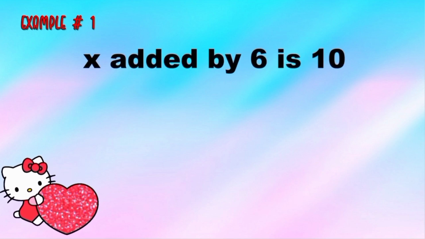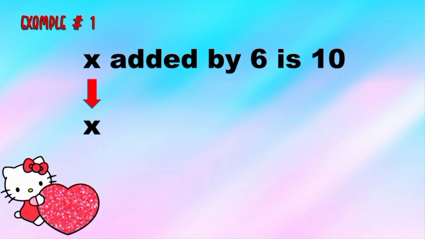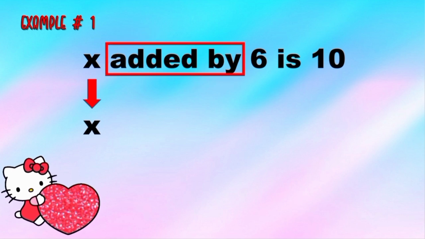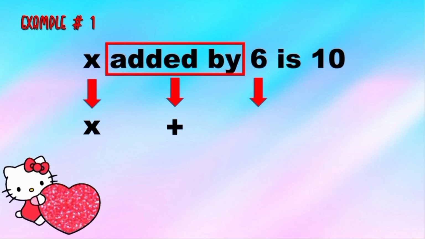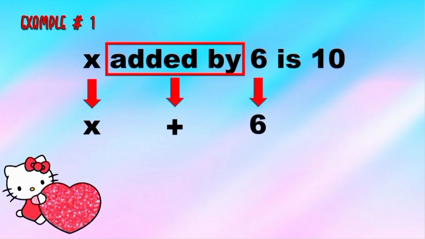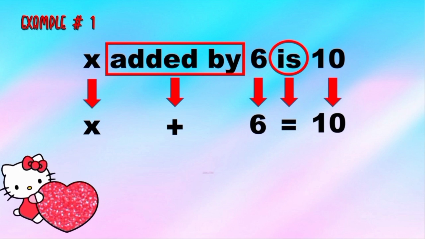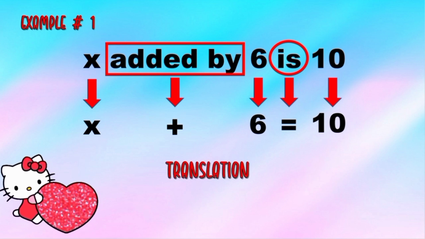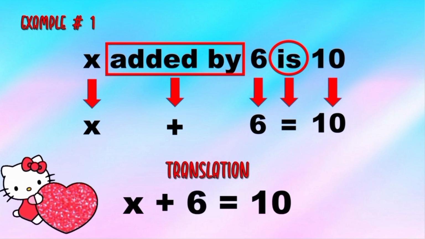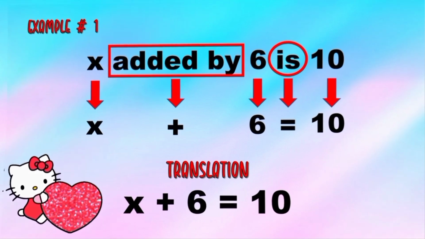Let's have example number 1. X added by 6 is 10. First, just bring down x. The symbol for added by is plus sign. Then bring down 6. The word is is equivalent to equal. Then bring down 10. Translating this into mathematical equation, we have x plus 6 is equal to 10.